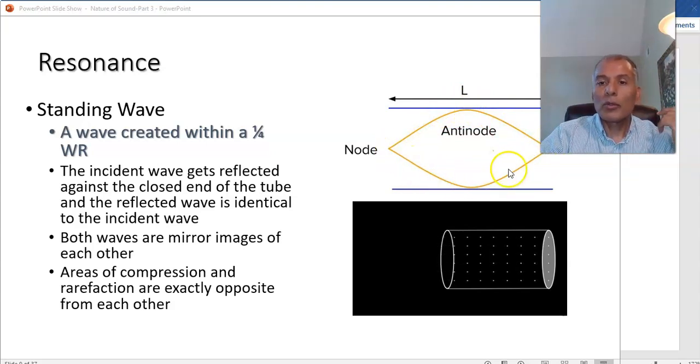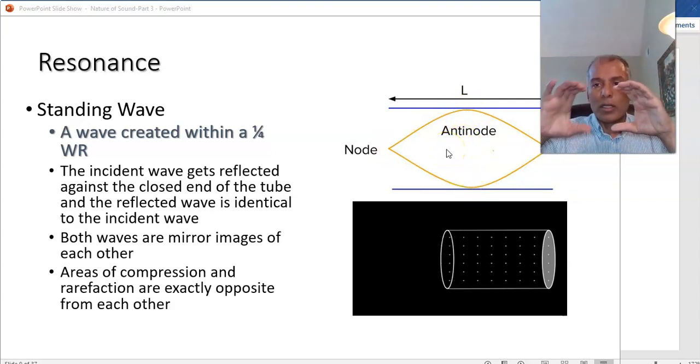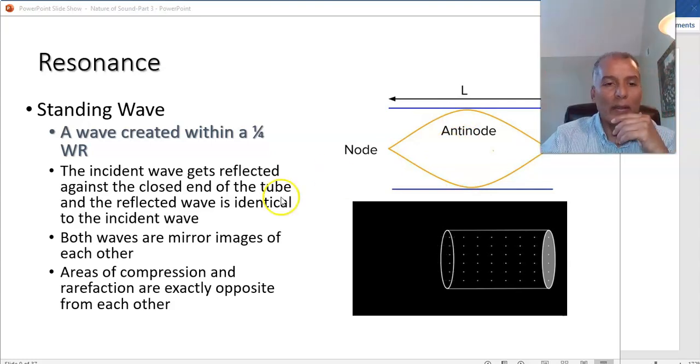is going to go in the opposite direction, whereby this will have the compression, this will have the rarefaction, and they're opposing each other. So the wave becomes still. It is as if there's nothing happening. So the incident wave gets reflected again against the closed end of the tube, and the reflected wave is identical to the incident wave, and both waves are mirror images of each other.